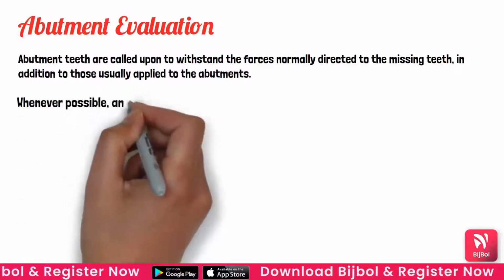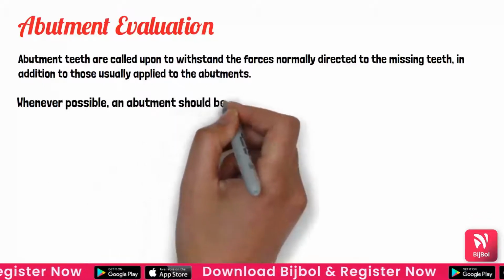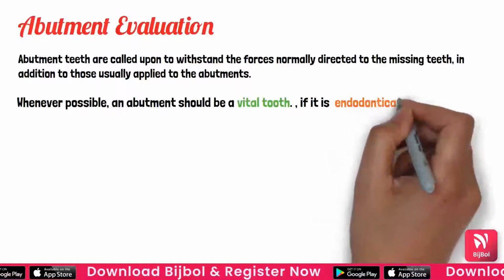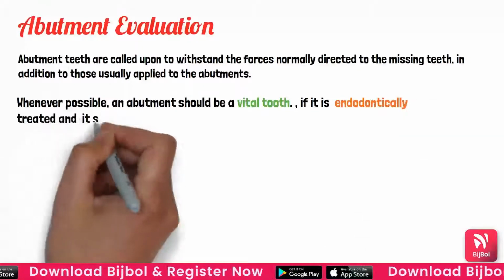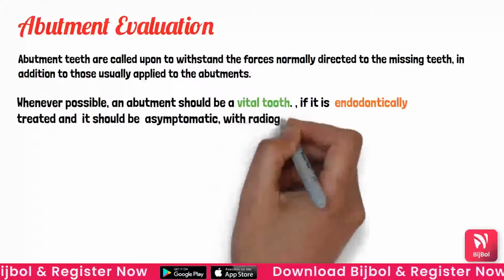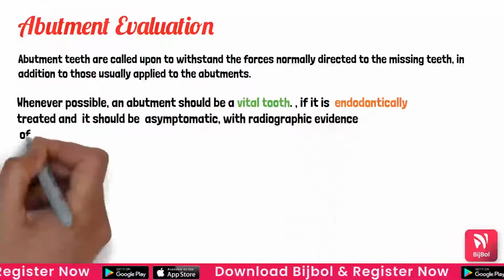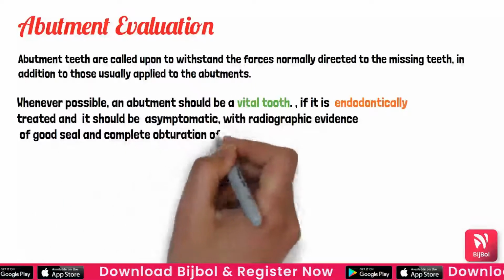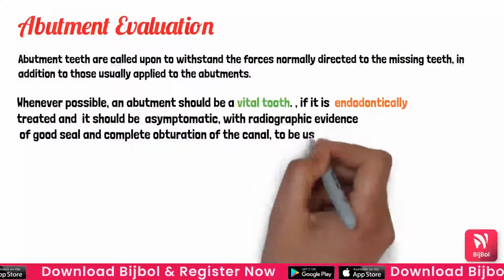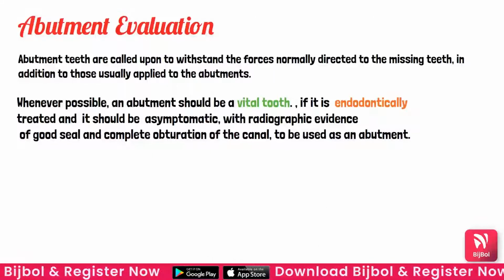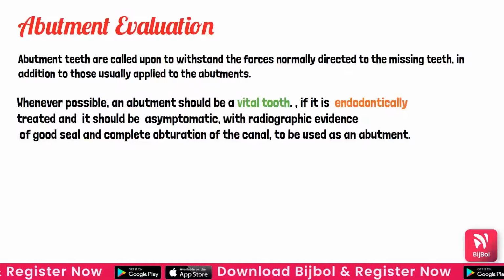So whenever possible, an abutment tooth should be vital. Whenever we are choosing an abutment tooth, we should see that it is vital. And if it is endodontically treated, it has to be asymptomatic, and there should be radiographic evidence of a good seal of the obturation, if a root canal treatment was done on the tooth to be used as an abutment. So these are the things we have to see when we are trying to select an abutment.